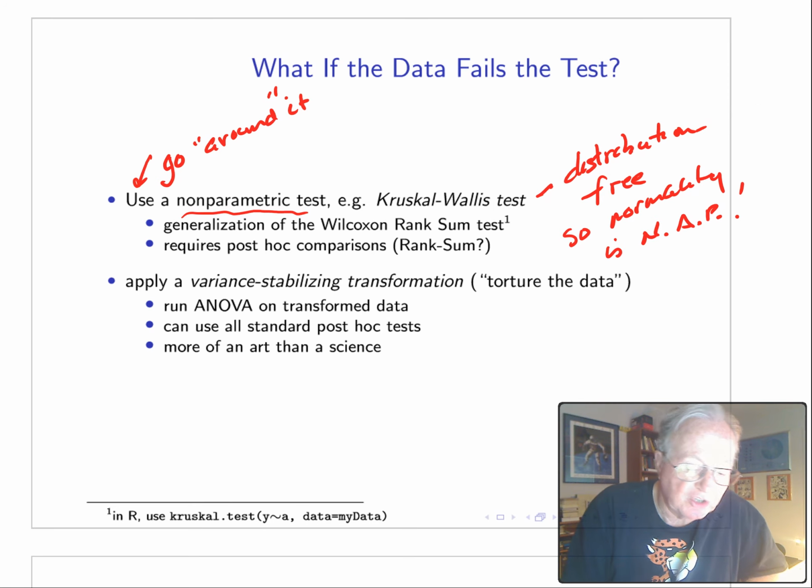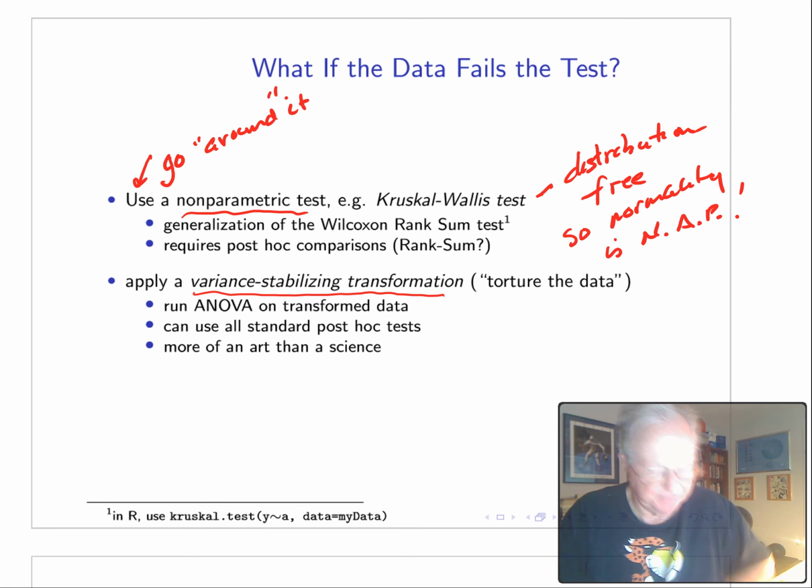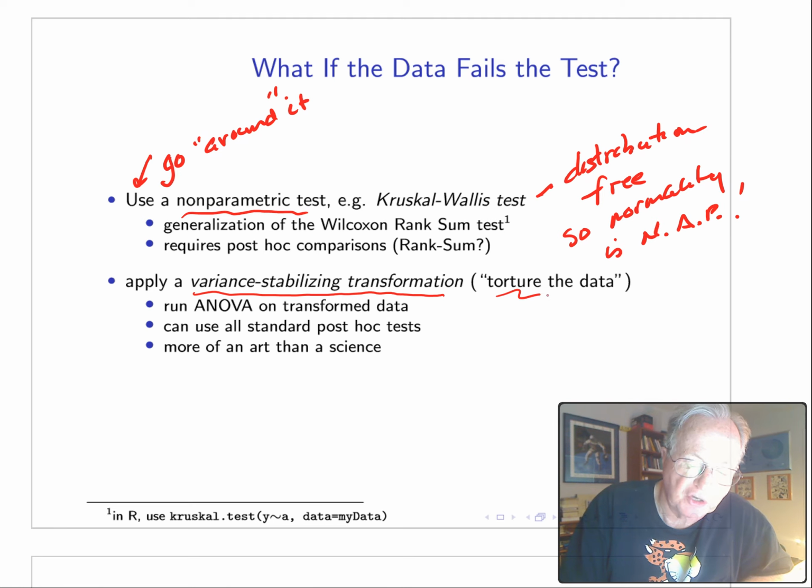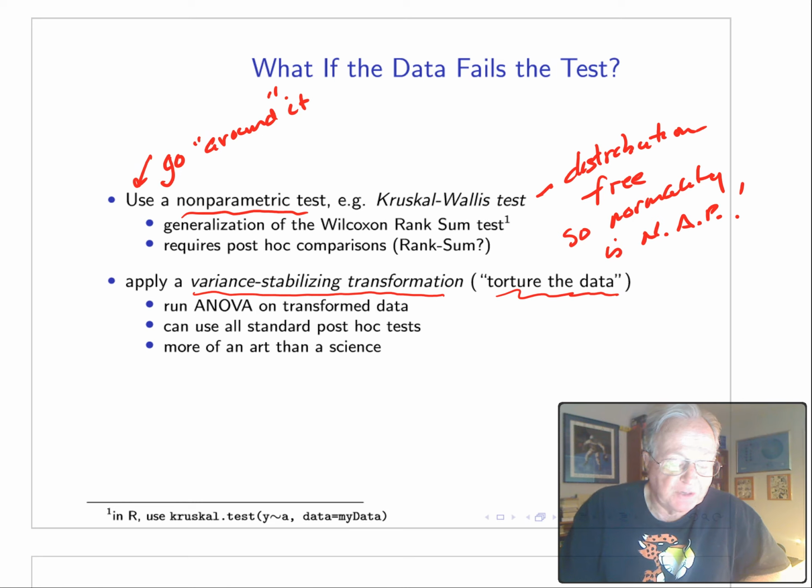The other way, which maybe gives us a little more flexibility, is what's called a variance-stabilizing transformation. In the vernacular, we call this torturing the data. If we do this successfully, we can run the ANOVA on the transformed data. And once we do that, we can use all our standard post hoc tests. Of course, doing this is a little more of an art than a science, and I'll show you how that works in a few minutes.